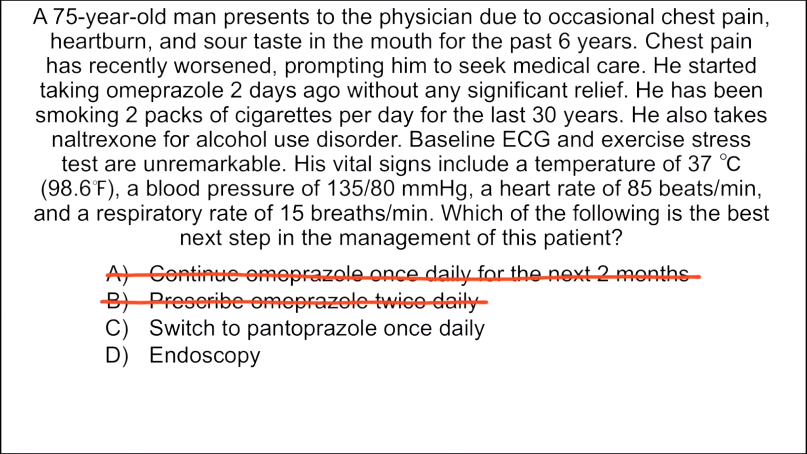Option B is incorrect because we need to escalate proton pump inhibitor dosage only if once daily proton pump inhibitor is ineffective. Finally, option C is incorrect because we may need to switch one proton pump inhibitor to another only if the initial medication is ineffective. And that concludes our lecture on diseases of esophagus.